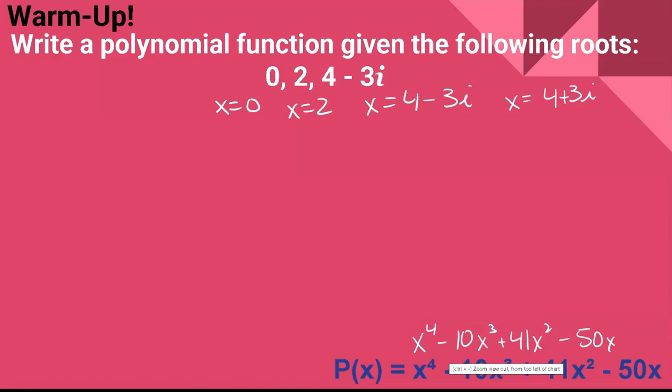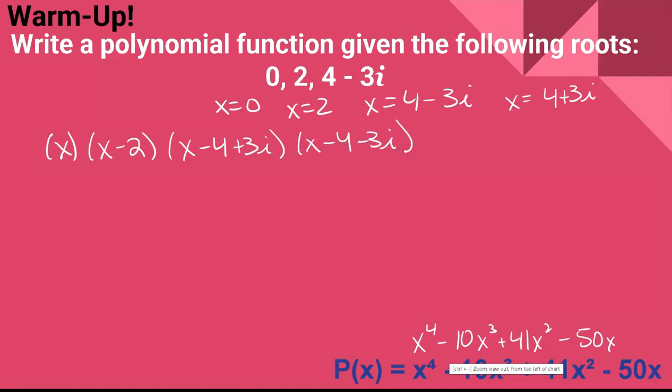When you bring 0 back over with x, isn't it still just x? X plus 0 is just x. When you bring 2 back with its x, it becomes x minus 2. Here, we're going to have x, move it over, minus 4, and then plus 3i. And my other one becomes x, move the 4 over by subtracting, move the 3i over by subtracting as well.